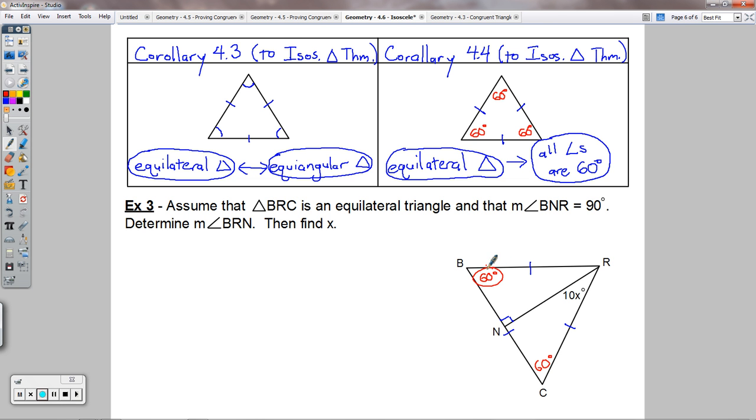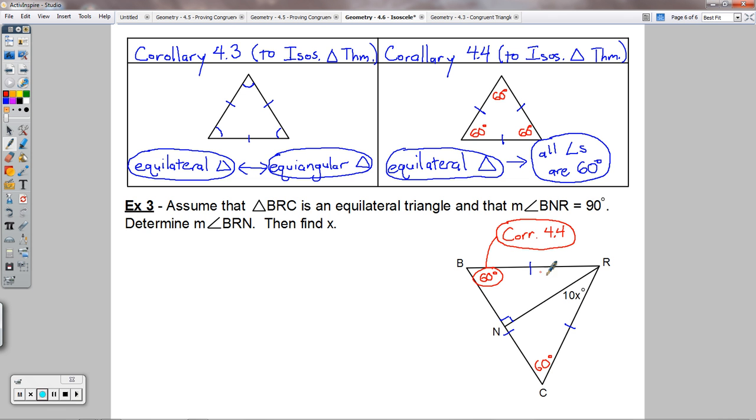Let's write down again why this was 60 degrees. This was the corollary right here, corollary 4.4. You have an equilateral triangle, so they're all 60 degrees. You could say the same thing about that one. I didn't really need to write this one down, but I definitely want to include this one.